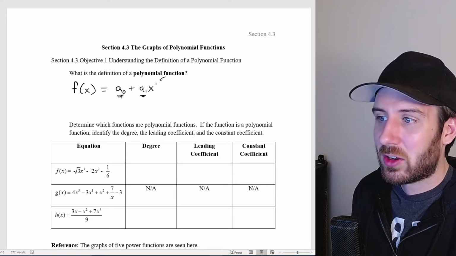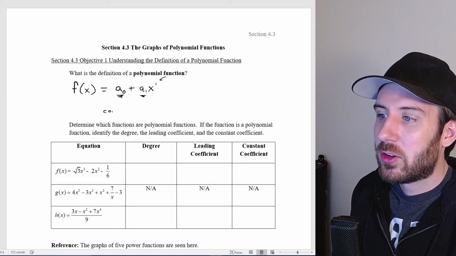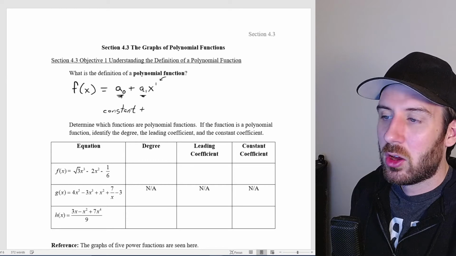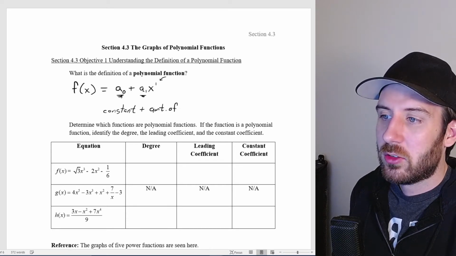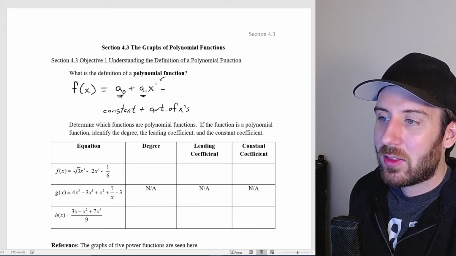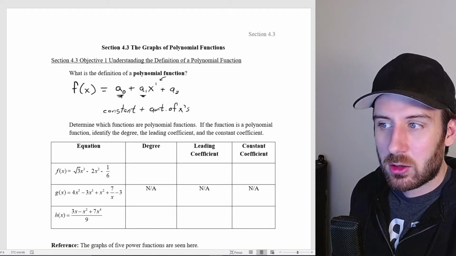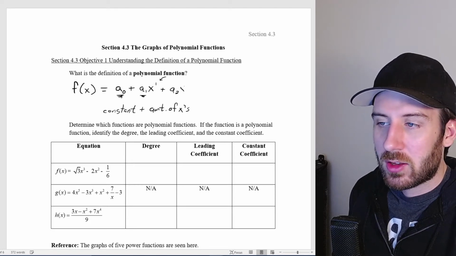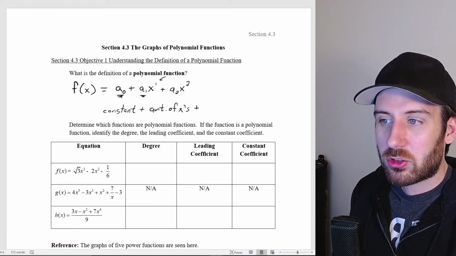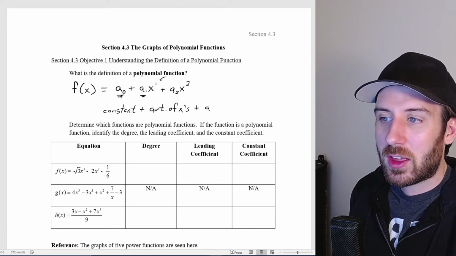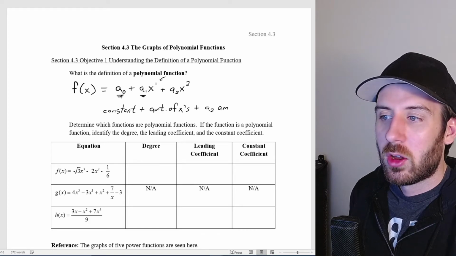So it's a nice little convention to say, what do we have here? We have a constant plus some amount of x's, and you can write that in as the amount of x's. And then we could add that to some other term where we have a second number in front times x to the second. So this a2 is really our amount of x squares. So we can even write that in. We could write this as a2 amount of x squares.